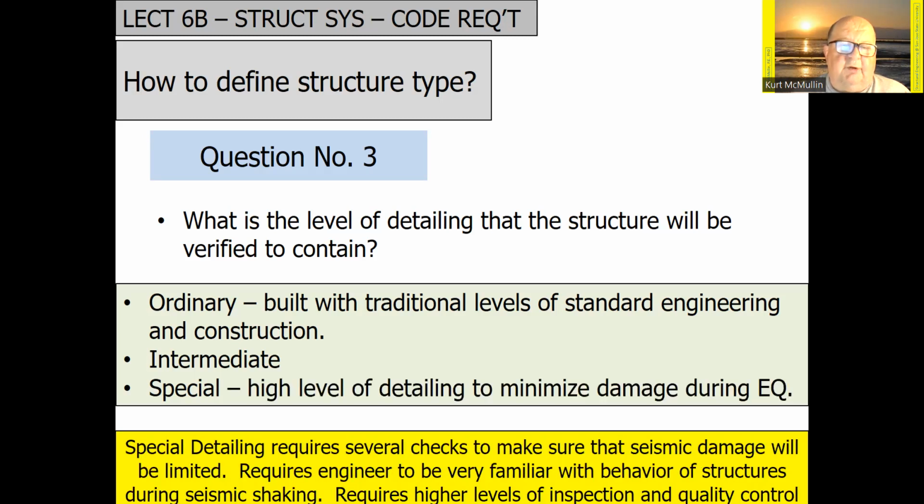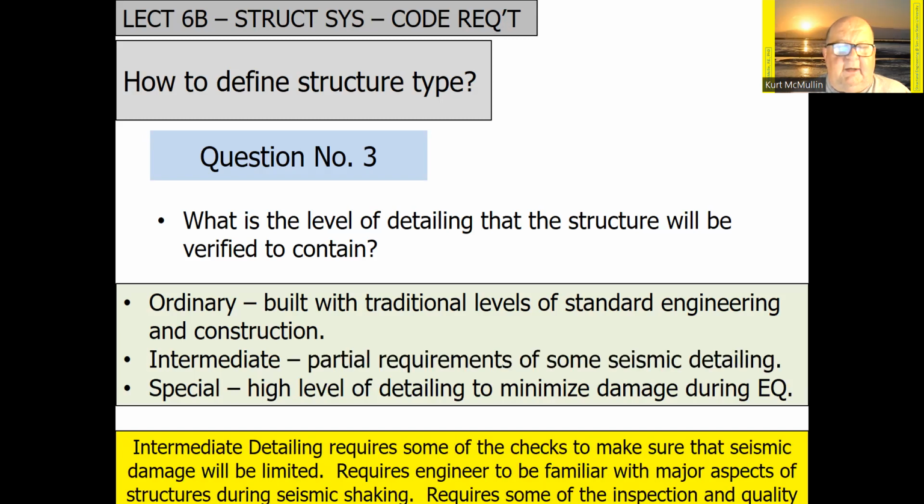Special systems are those that have rather high levels of detailing. They're going to be able to minimize damage or really increase ductility significantly during a major earthquake. And intermediate systems are somewhere between those two. They have some of the requirements of a special system, but they don't have all of them.